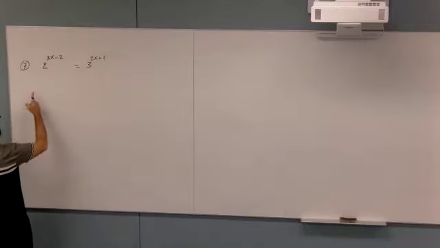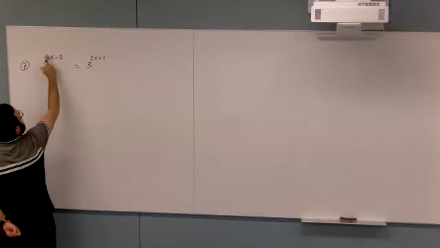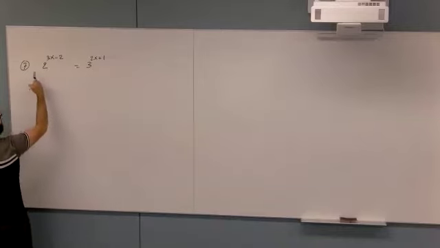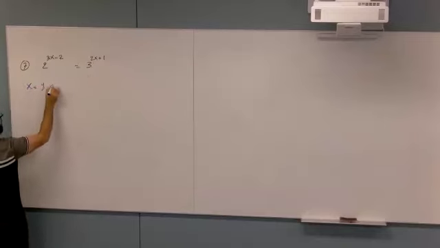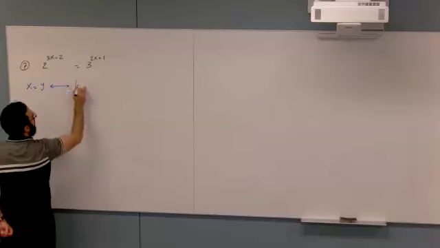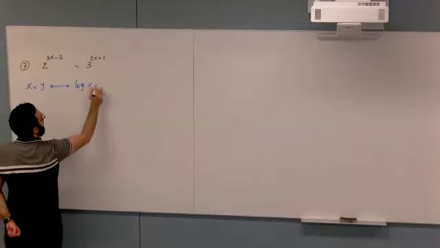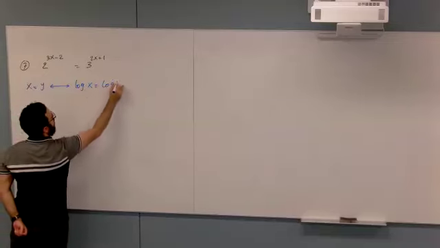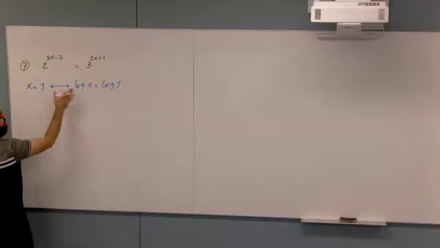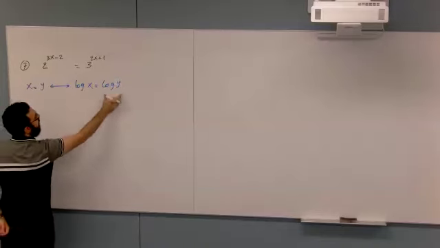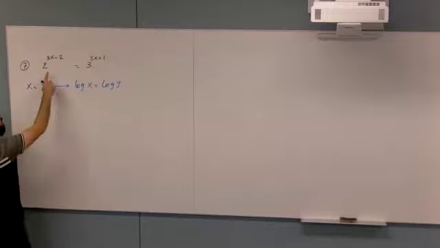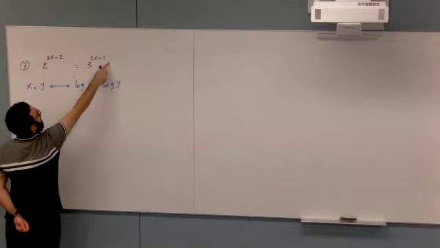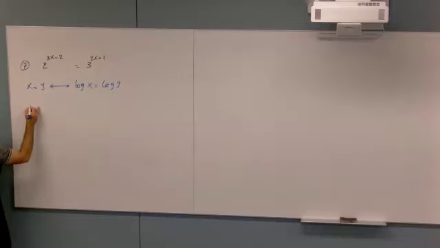The rule says if you have x equal y, that means log x equal log y. Log x equals log y means x equals y. Both sides work. So that means in this case, you can take log here and take log here on the other side.